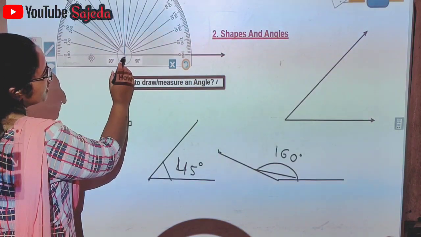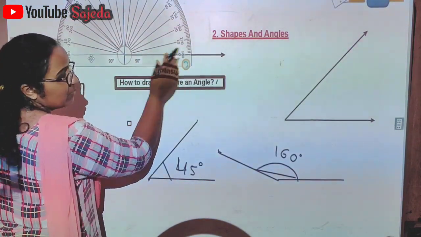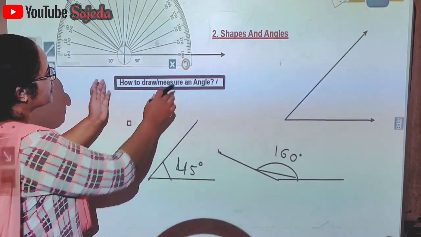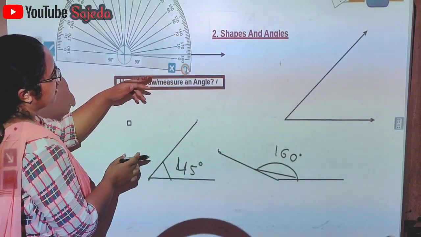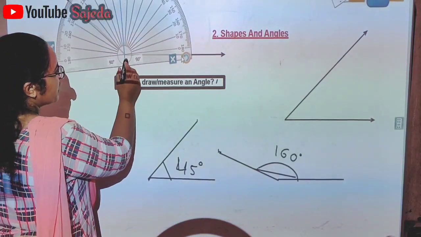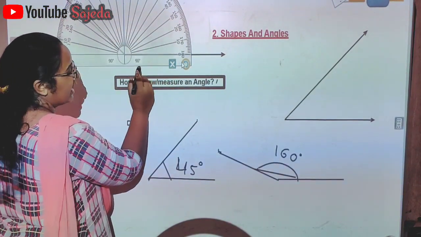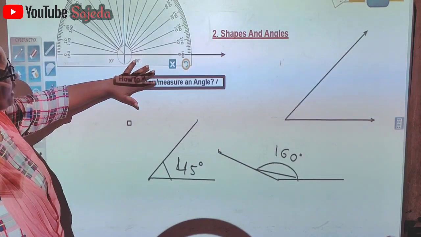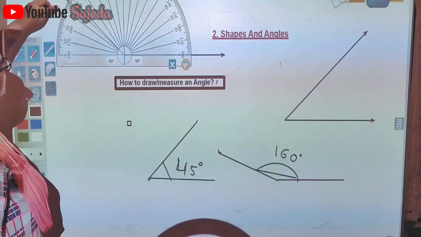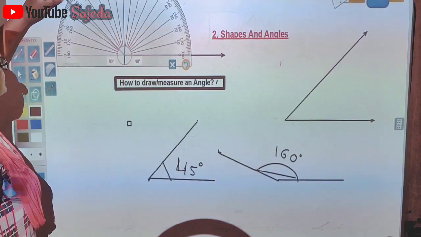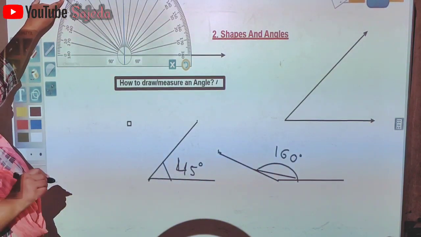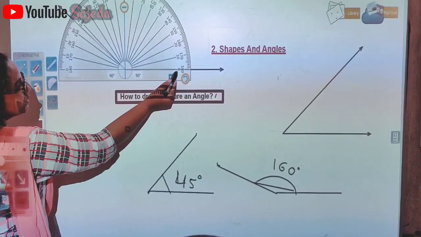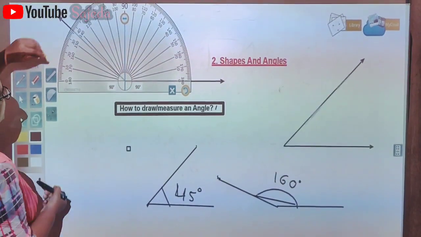Yes, this is exactly on the vertex, and this line must be on the arm of the angle. It should not be like up and down, it should not be like this or on the upper side. It must be on this ray, and this point must be on the vertex. Now after putting this protractor on the vertex, you just have to find out where this ray is on the protractor. Once again let me remind you that we have to use the inner side numbers.